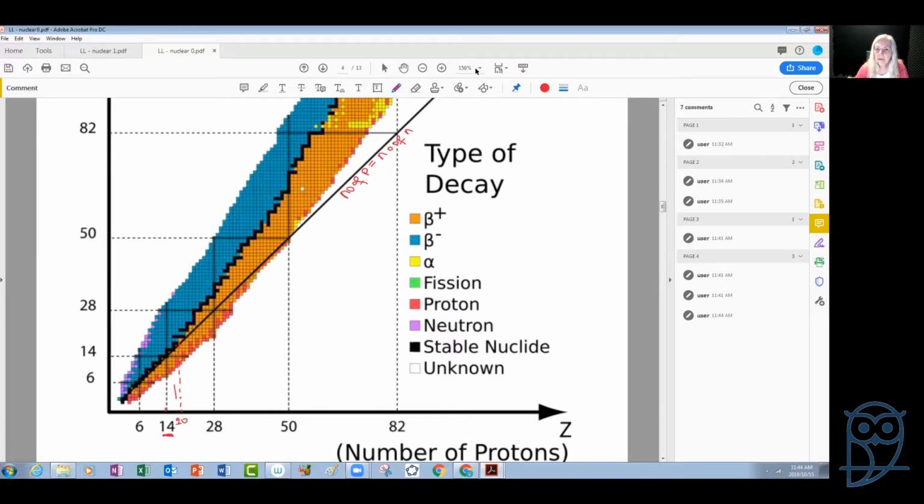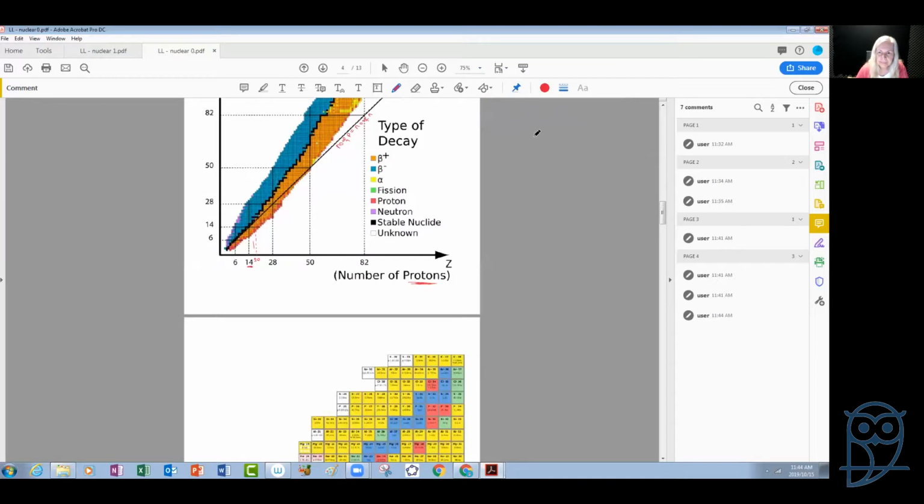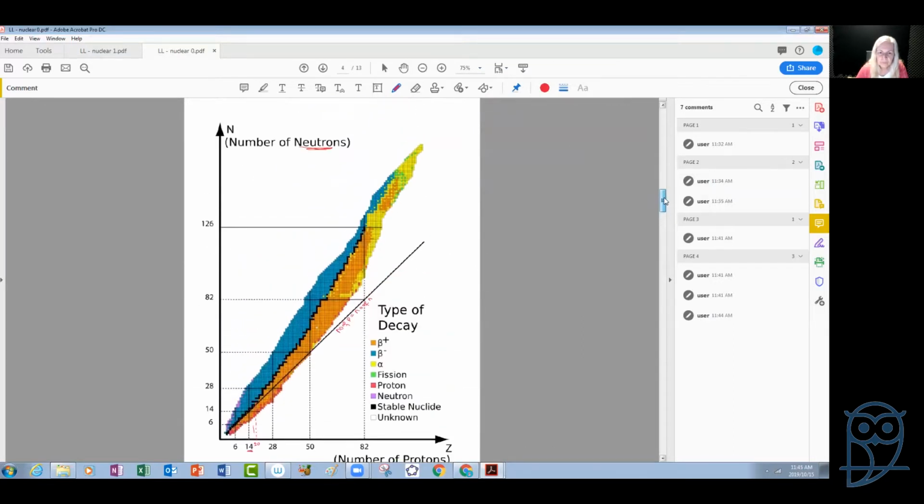Now let us zoom out again because we need all the line here. You see, only the first 20 elements, the stable isotopes, fall on this line that corresponds to the same number of protons and neutrons. In other words, N equals Z. Above the atomic number of 20, which is somewhere here, look at all the isotopes above this.